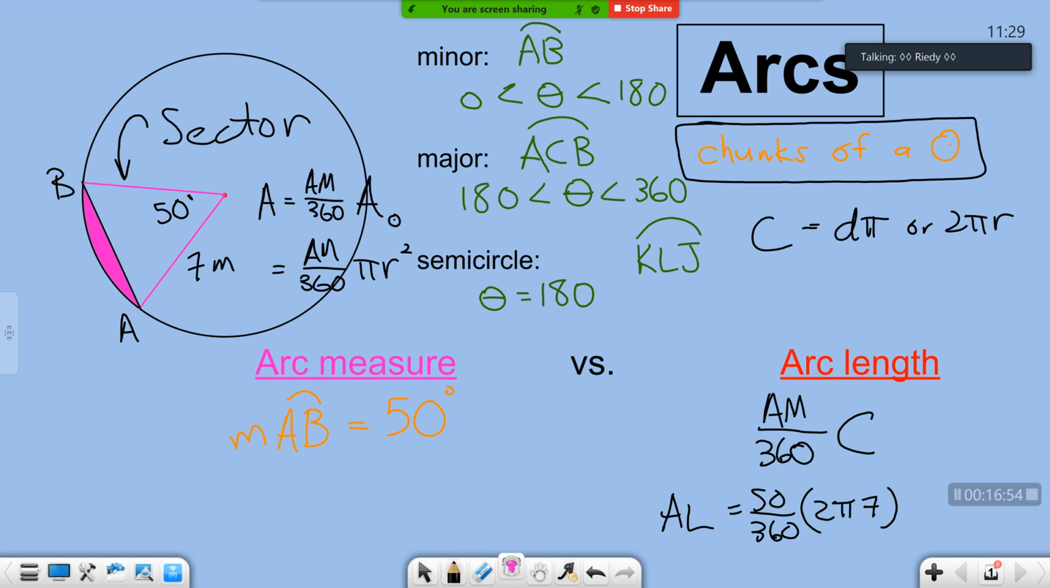Definitions of what arcs are, the three different types of arcs, how to label the arcs, how to find the arc measures, and how to find the arc lengths. And then on top of that, we've got the area of sectors. Okay? Don't overthink this. You're talking about percentages or portions of big things. So an arc is a chunk of a circle. A sector is a chunk of a circle interior. One is based off of circumference. One is based off of area. Okay, questions? Do you want to see a couple more examples, or are you good to go?